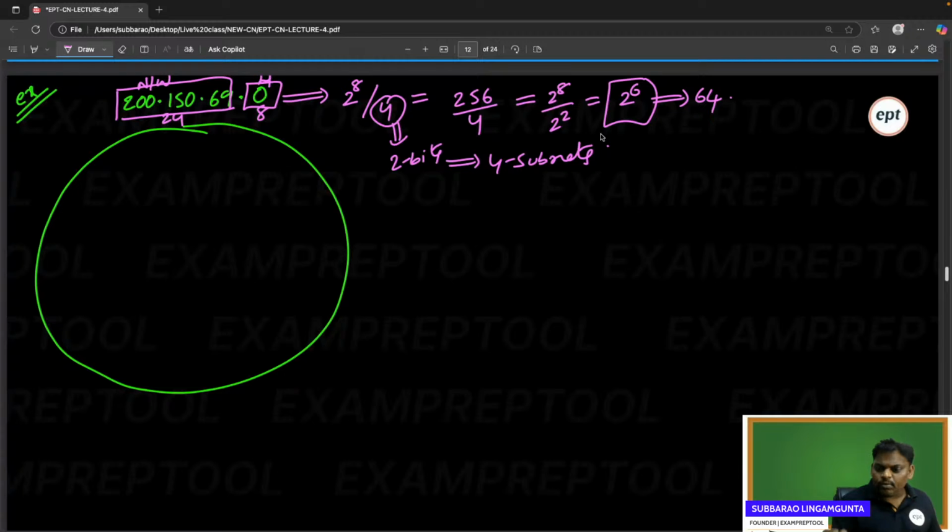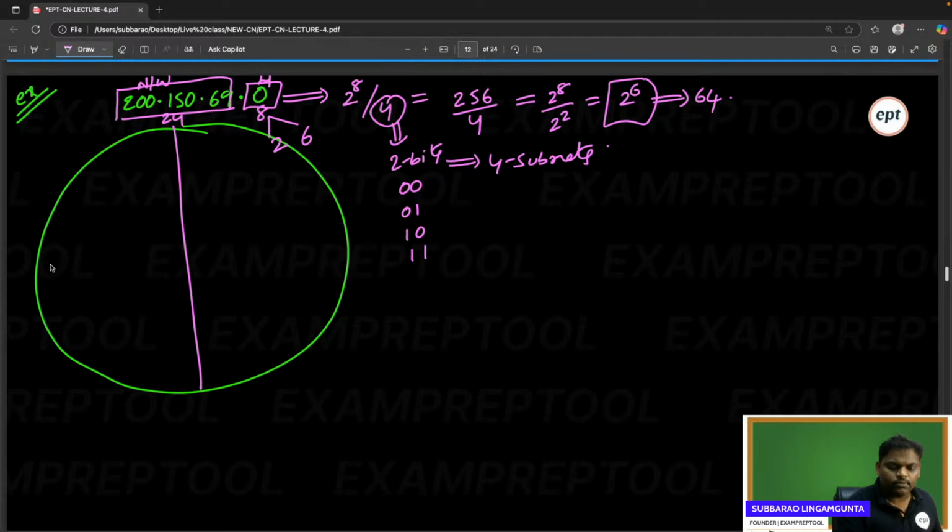Now listen, some people are asking about the subnet purpose, right? Subnet purpose is 2 bits, and totally 4 subnets are possible. What are those? Subnet 00, subnet 01, subnet 10, subnet 11. In those 8 bits, there are 2 bits and 6 bits, so you get 4 parts. The first 2 bits are for the subnet, and the next 6 bits are for the host purpose.